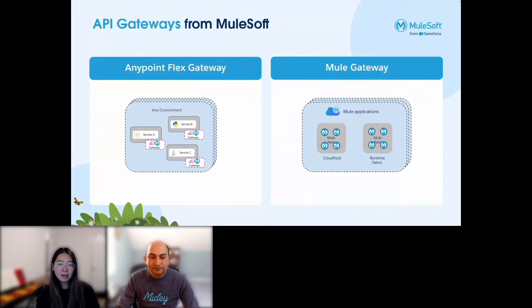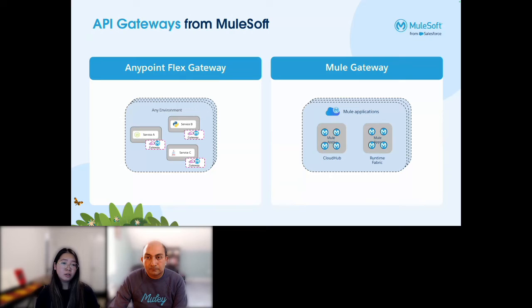Anypoint Flex Gateway is ideal if you're looking to protect APIs that are built outside of Anypoint Platform, or if you want full control over where your gateway is placed, as well as what type of environment it's installed on. You can install it on Linux, Docker, containers, or Podman, and Red Hat OpenShift, as well as set it up on Kubernetes. So you really get the flexibility to decide what architecture works for you.